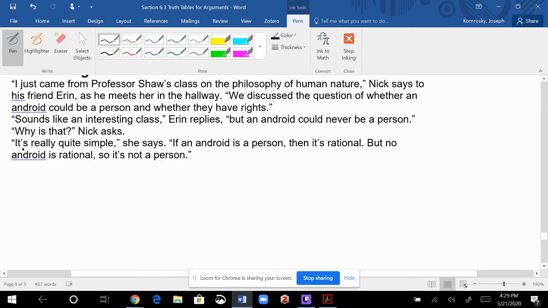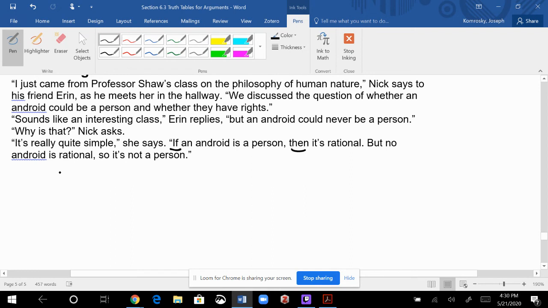And then down here, it's really quite simple, she says, if an android is a person, then it's rational. Oh, we got an if-then, ladies and gentlemen. So we got trigger words. We got an if-then. Sorry about that. If we have an if-then, it looks like we have a conditional, and if that's the case and we follow along, let's see if we can map this out.